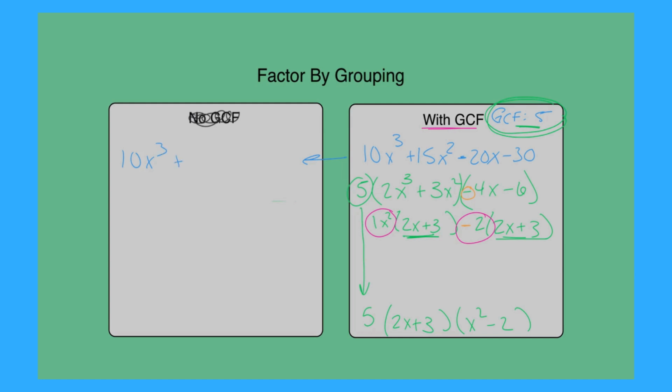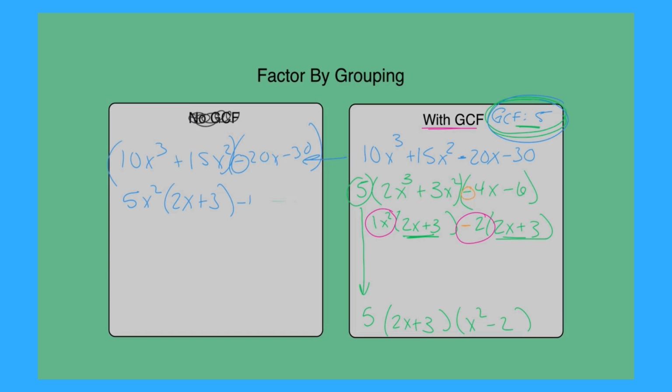10x to the third plus 15x to the second minus 20x minus 30. So what if we did not see or forgot to check that the greatest common factor was 5 and we just started grouping, which is perfectly fine. So I start by grouping. The GCF of 10 and 15 is 5, and then we have that x to the second as a smaller one. So I'm dividing out that, and that's going to be 2x plus 3, because 15 divided by 5 is 3. There's that negative sign, so factor out a negative sign.